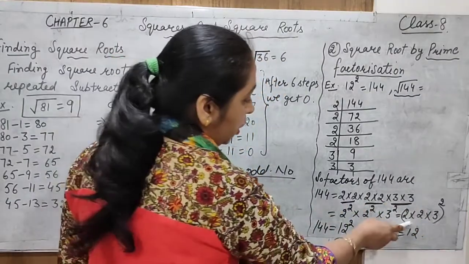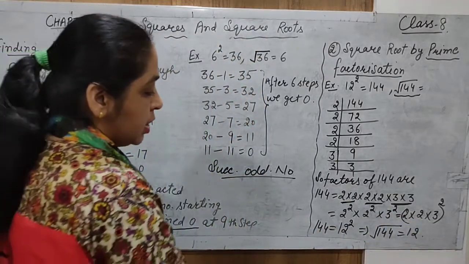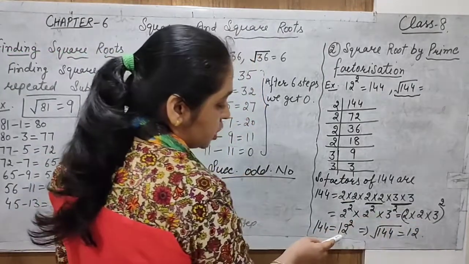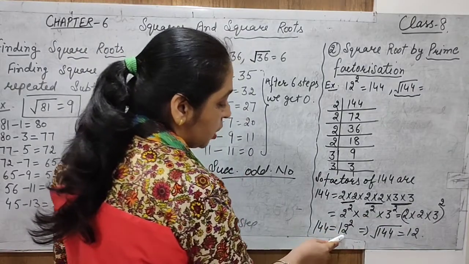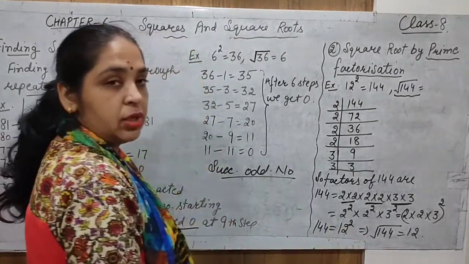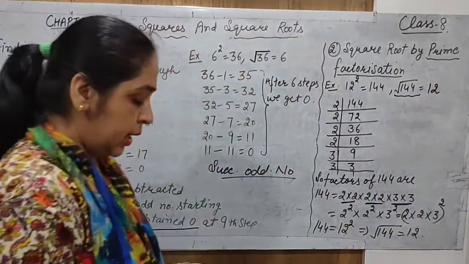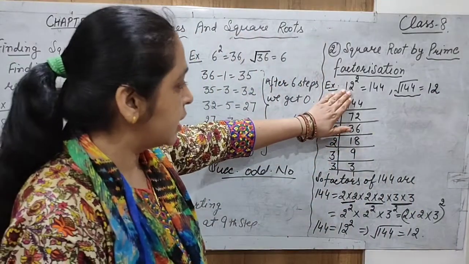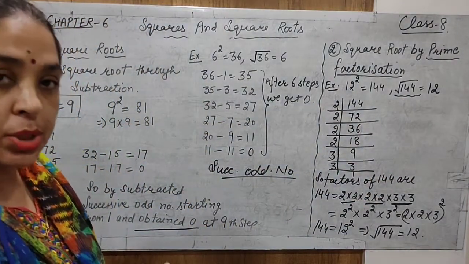What do we get? 2 into 2 is 4. 4 multiply 3 we get 12. So it is written as 12 square. So 144 is equal to 12 square. That's why the root of 144 is equal to 12. By using this process we can find that the square root of 144 is 12.